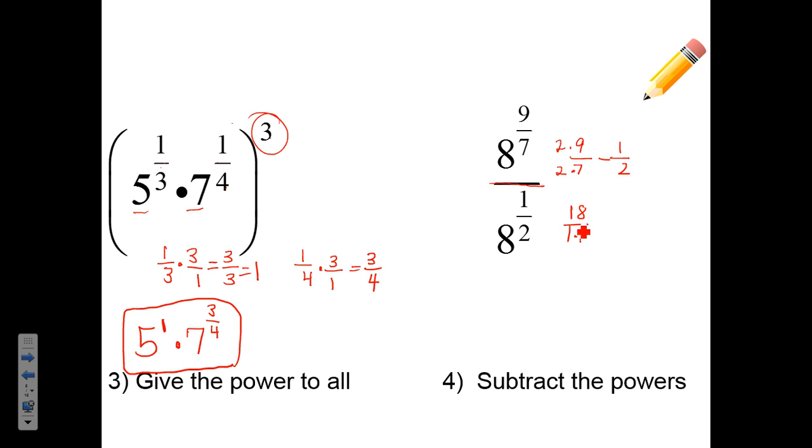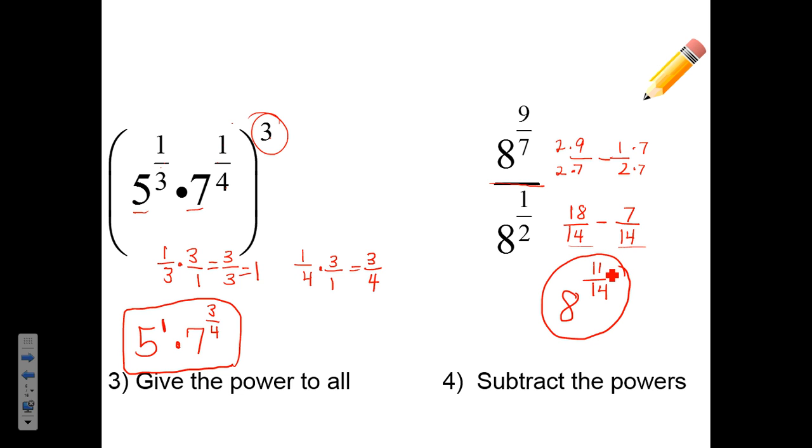That's 18/14. To get 14 in the second fraction, I'm going to multiply both the top and the bottom by 7. And now, if I have the same denominator, I can subtract the numerators. 18 minus 7 is 11/14. So this would be 8 to the 11/14 power.